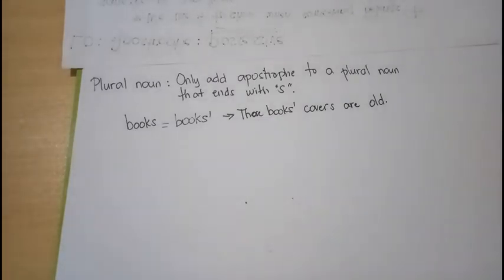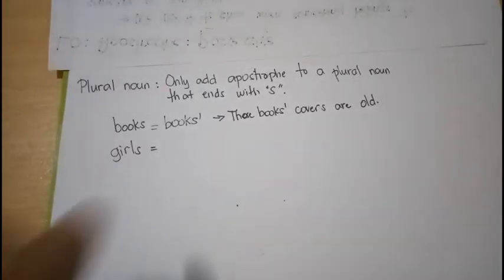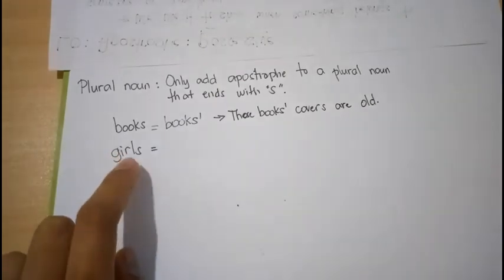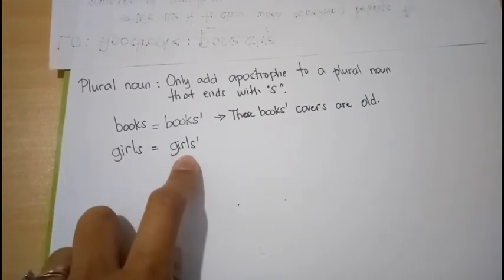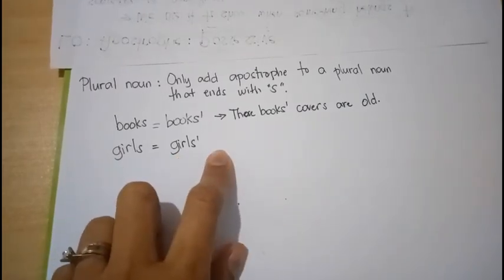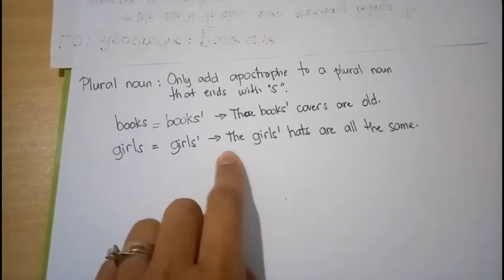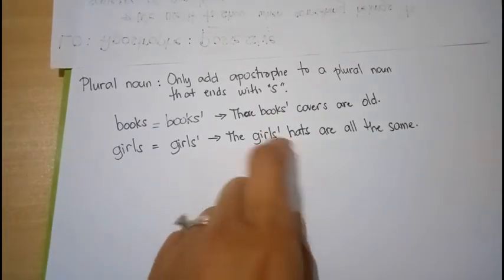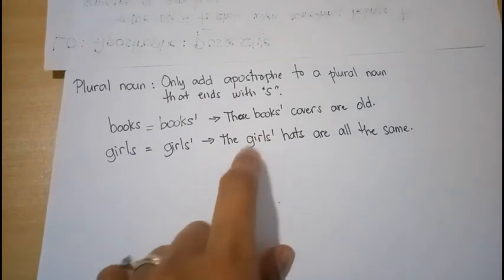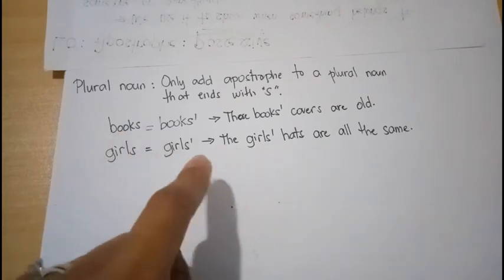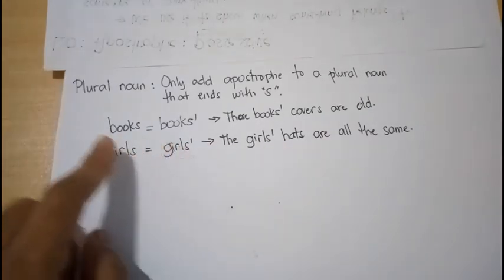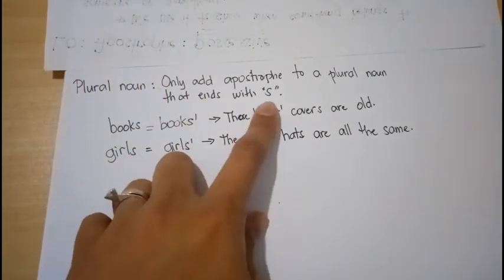I'll give you one more example. We have girls. Again, this is a noun and it's plural and it ends with S. So again, we will just add an apostrophe after the letter S. So it will look like this: girls'. Now I'm going to use it in a sentence so you will see the meaning. The girls' hats are all the same. Who owns the hats? The girls. Because it's the girls' hats. Okay, so that's how we use the possessive apostrophe with plural nouns that end with the letter S.